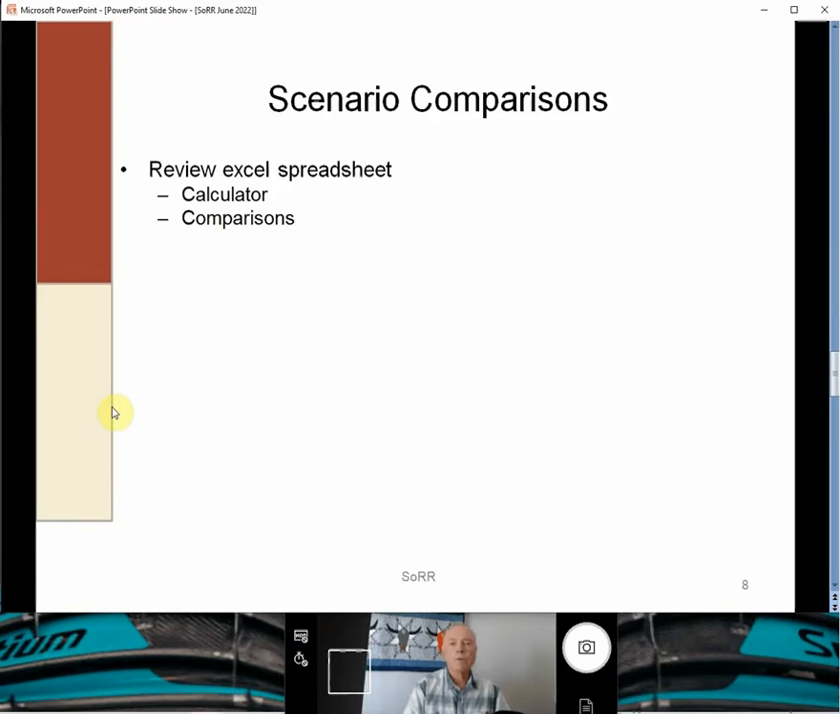Scenario comparisons. Okay, so the scenario comparisons are contained in the Excel spreadsheet. And in that, the first worksheet is my calculator, where I do all the number crunching. Then the second worksheet, as you see, is where I do the comparisons between scenario 1 and scenario 2.